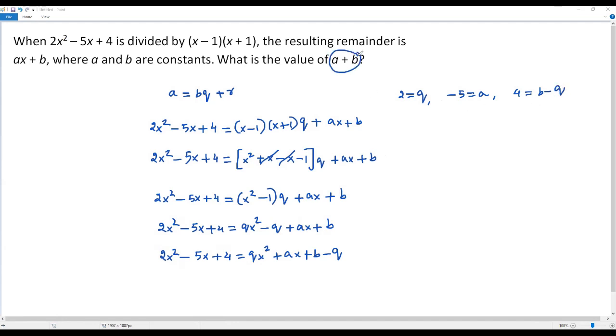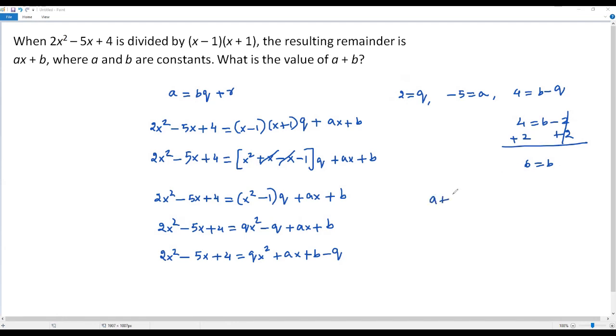Our aim is to get the value of the expression a + b. So for that we need the values of a and b. Here I got the value of a, that is −5. Still we need the value of b. For that, we have to plug in this 2 for q, because we got the value of q, that is 2. Now let me plug in 2 for q. Then I'm getting 4 = b − 2. Let me add 2 to both sides of this equation. Then the negative 2 and positive 2 will cancel. I'm getting 6 = b. Okay, here I got the value of b, that is 6.